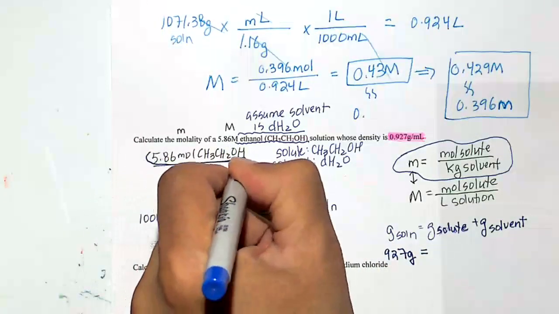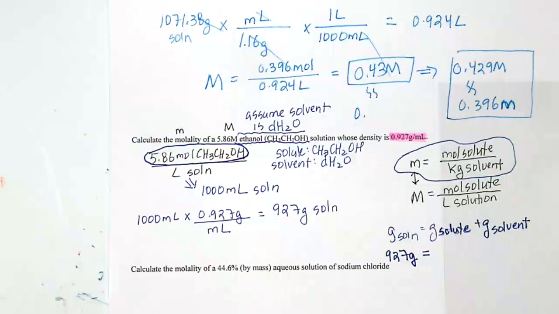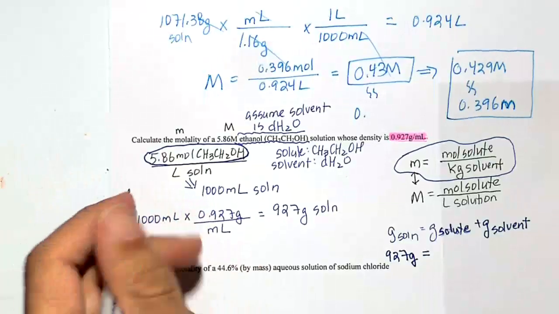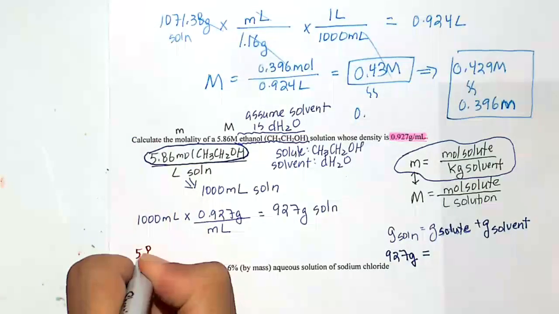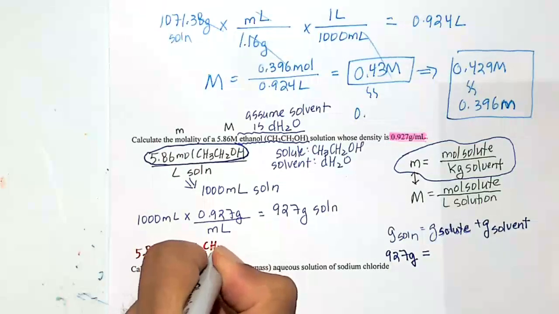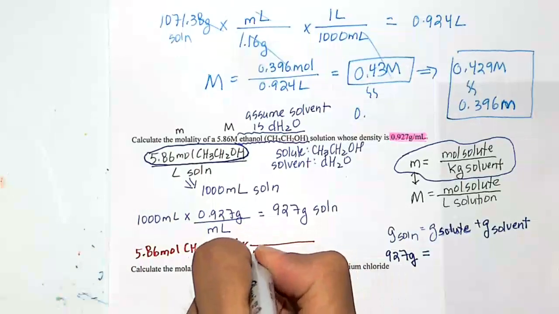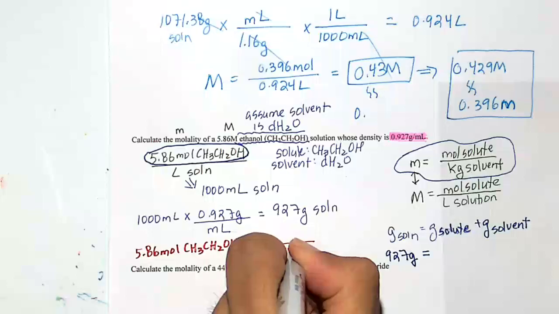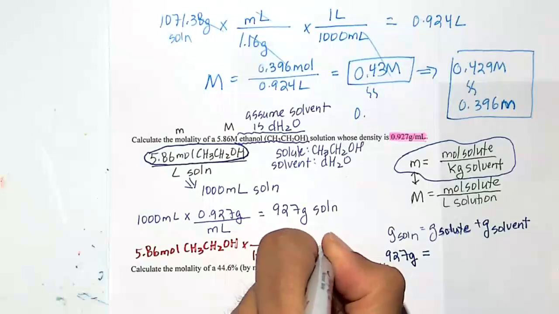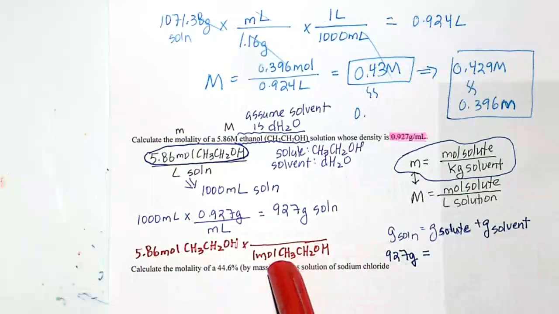What is our grams of solute? Let's go ahead and convert the moles of ethanol to grams. Okay, we'll do that in red ink. So 5.86 moles of ethanol times 1 mole of ethanol. How many grams is in 1 mole of ethanol?